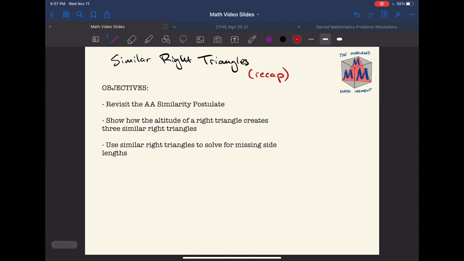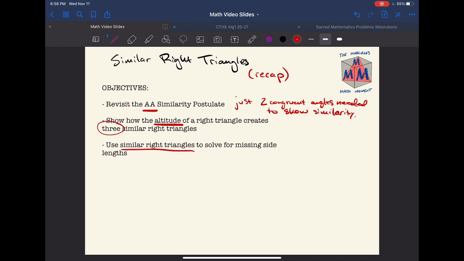So, let's recap. We revisited the angle-angle similarity postulate. We just need 2 angles in 2 triangles that correspond to be congruent to show they're similar. And in right triangles, we actually just need 1 additional acute angle. That's it, because the right angles are already congruent. So it's pretty handy. We showed how the altitude of a right triangle creates 3 similar right triangles. That altitude has to come from the right angle vertex to the opposite side, which is the hypotenuse. And then we use similar right triangles to solve for the missing side lengths of parts in those 3 similar triangles.